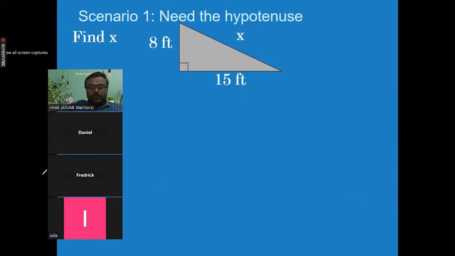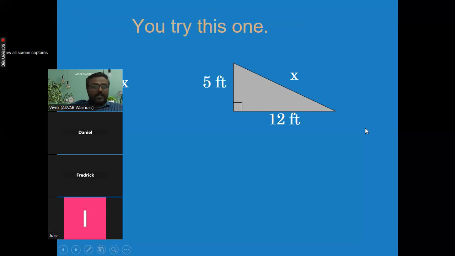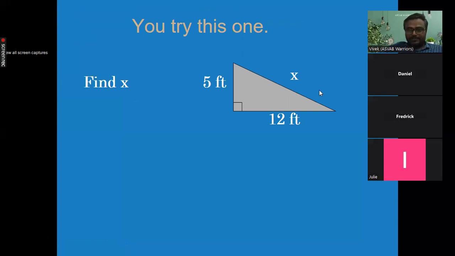Okay, let's move on. Guys, try solving this question. You have 2 minutes. Let us see if you can solve it. I'll just give you the equation. This is the hypotenuse. X square equals to 5 square plus 12 square. Solve it, come on. Daniel, Frederick, Jacob, Julie. You guys have 2 minutes.